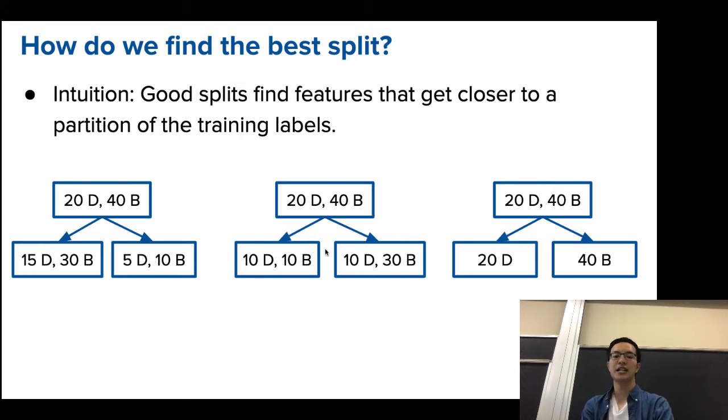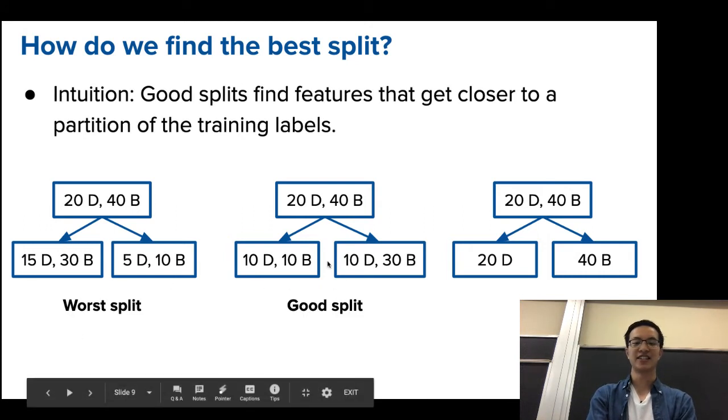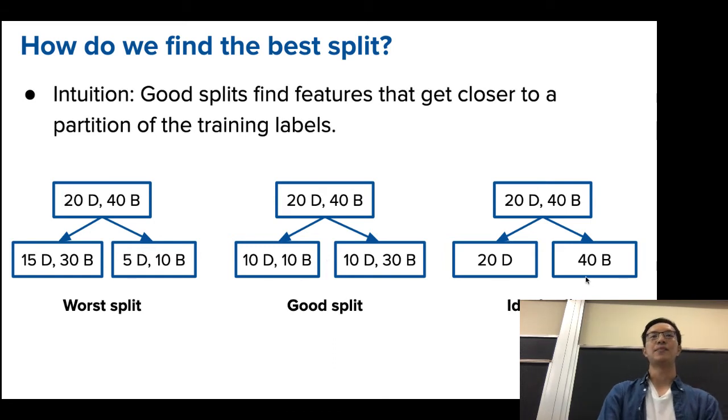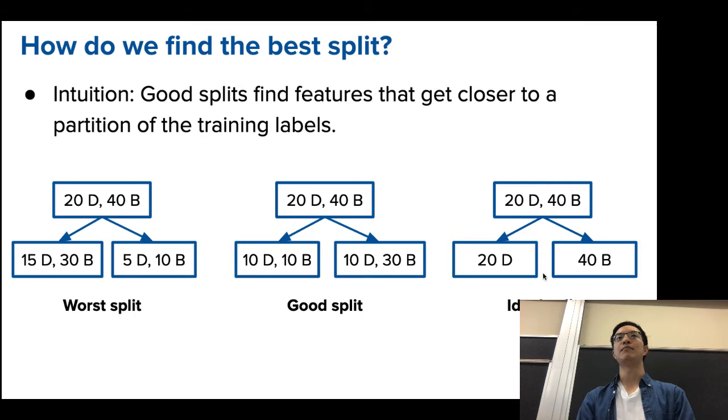So the idea here is, if I can get closer and closer to a complete split of D and B, then the split is better than the one before. Okay, so this one here is the worst, this one here is good, this one here is ideal. And the basic idea here is I want to find the features that give me as close as I can get to the ideal split. Something that gives me the maximum differentiating ability between whether I should drive or take the BART.